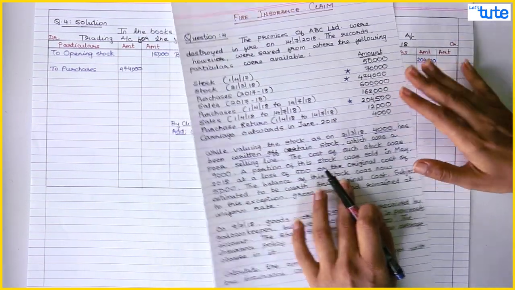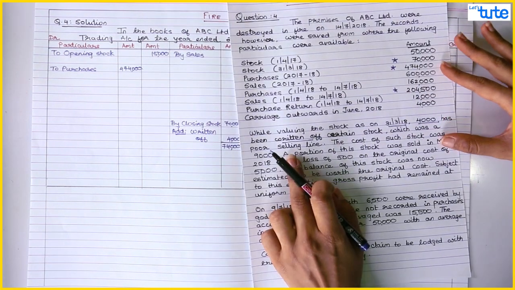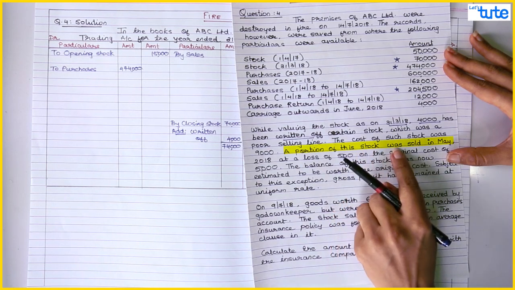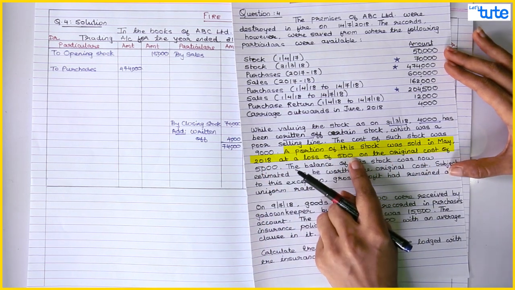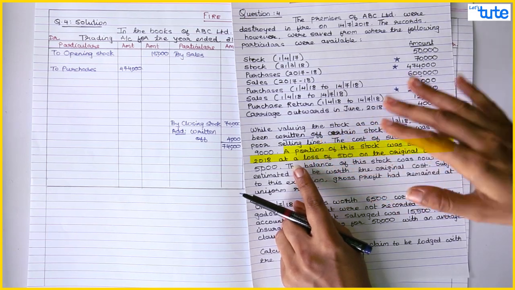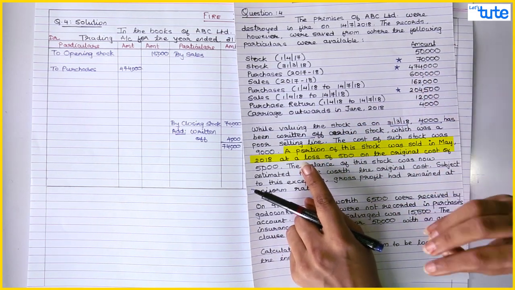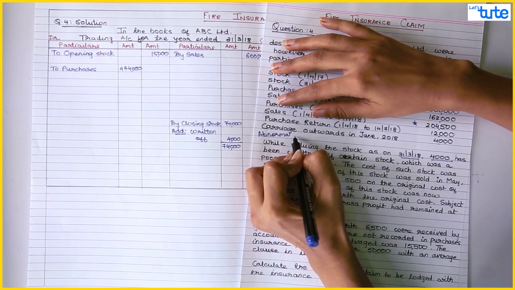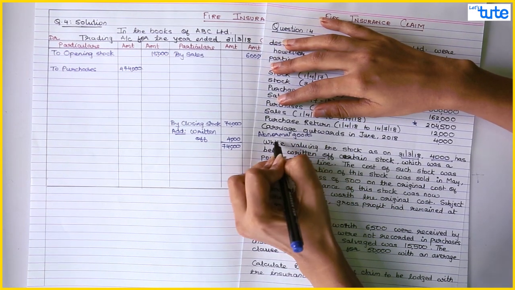But these goods are of poor selling line, and if you see further, a portion of this stock was sold in May 18 at a loss. So these goods are not going to be sold at profit, rather they are going to be sold at loss. We can term these goods as abnormal goods, or abnormal items.